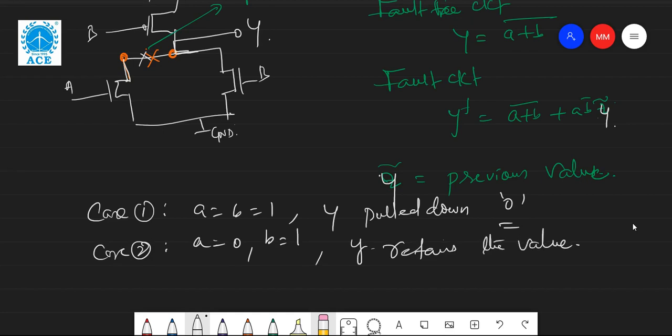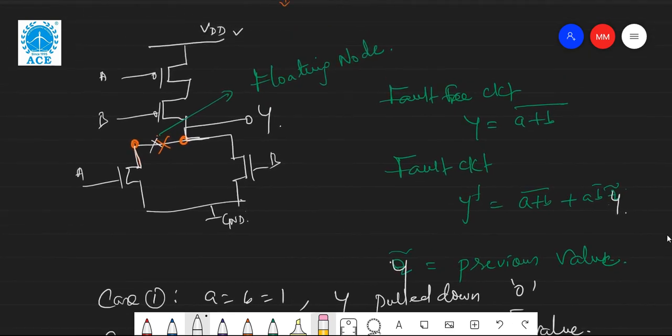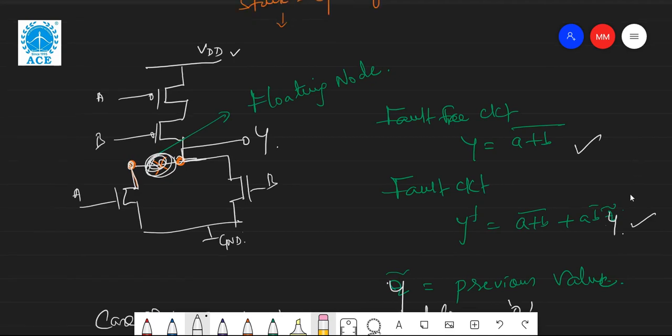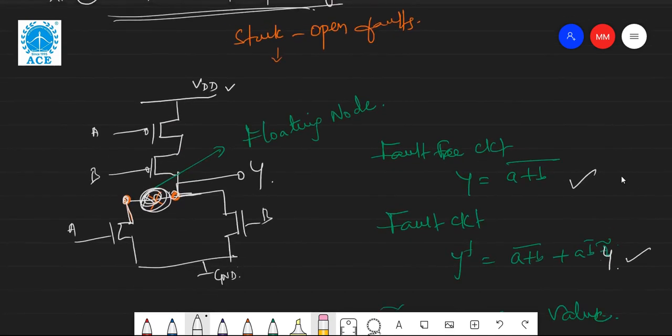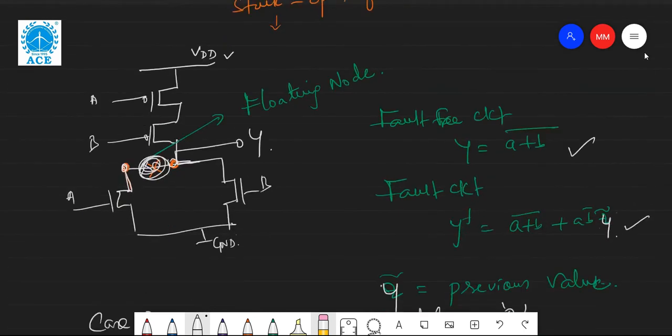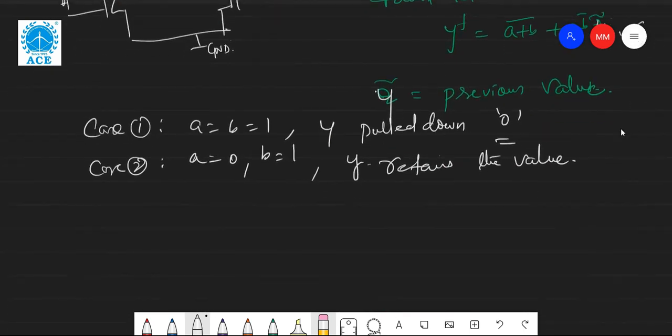Retains the value. Okay, so simply, whenever you have stuck open, this is floating here in this case. This is an open circuit, so the output will change. This is called stuck open. Whenever certain points are shorted, then it is called stuck short faults. We have further study of these at MTech level. We have test patterns also.